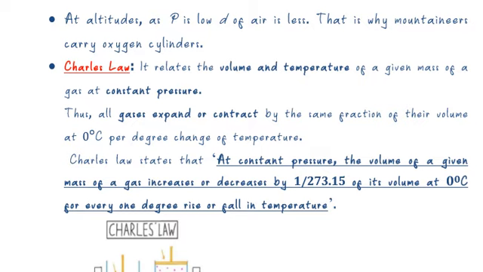Charles' law relates the volume and temperature of a given mass of a gas at constant pressure. Thus, all gases expand or contract by the same fraction of their volume at 0 degree Celsius per degree change of temperature. Charles' law states that at constant pressure, the volume of a given mass of a gas increases or decreases by 1 upon 273.15 of its volume at 0 degrees Celsius for every 1 degree rise or fall in temperature.